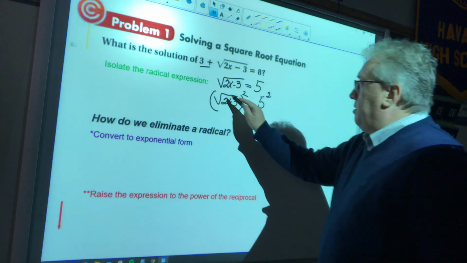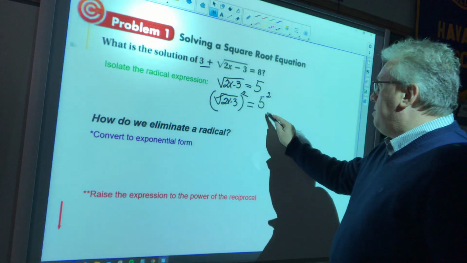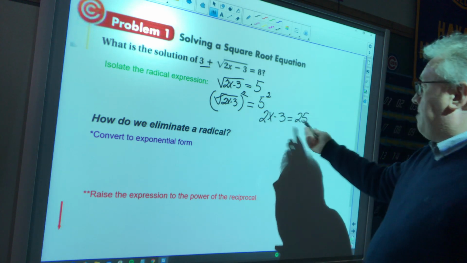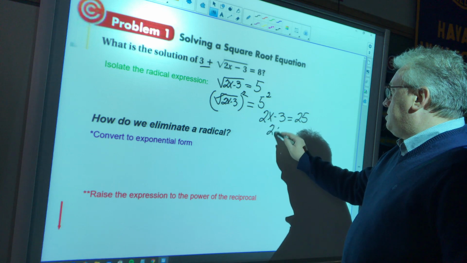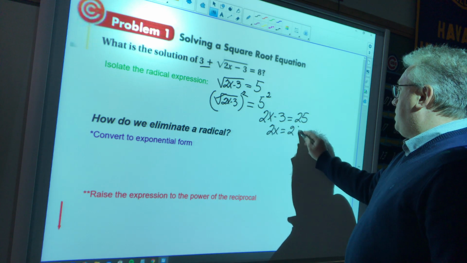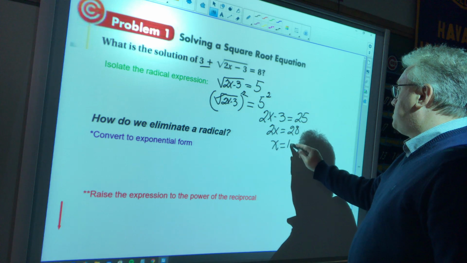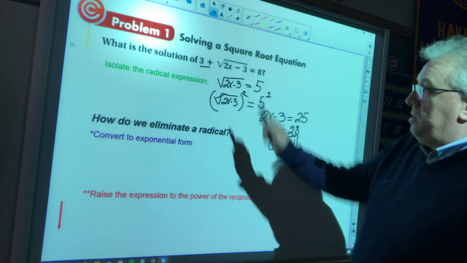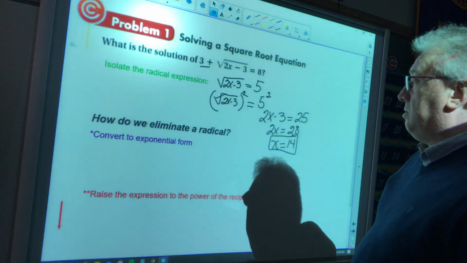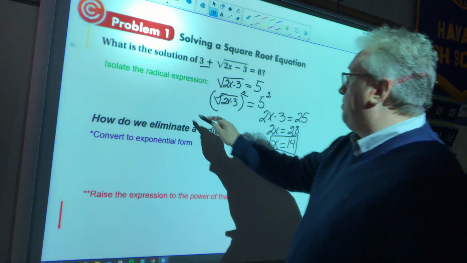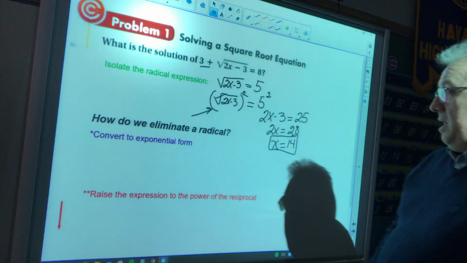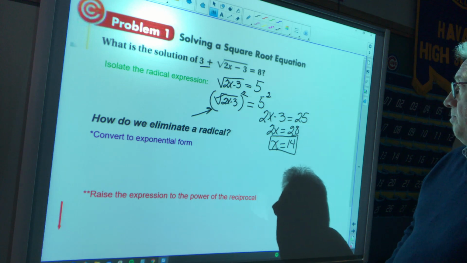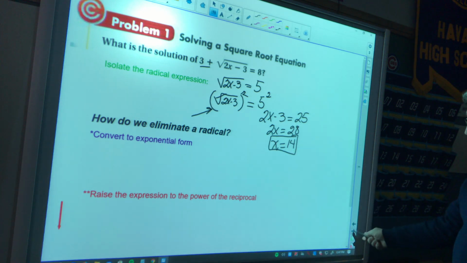Now, these two just cancel each other out, right? So we get 2x minus 3 equals 25, and from that point on, it's pretty easy. 2x equals 28, x equals 14. So, isolate the radical, convert to exponential form, which we did here. Raise the expression to the power of the reciprocal, which we did. So let's look at another example.